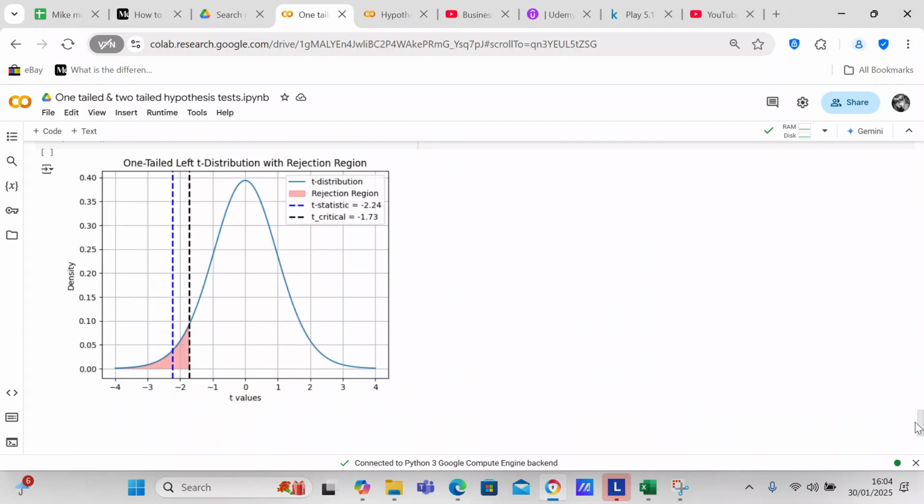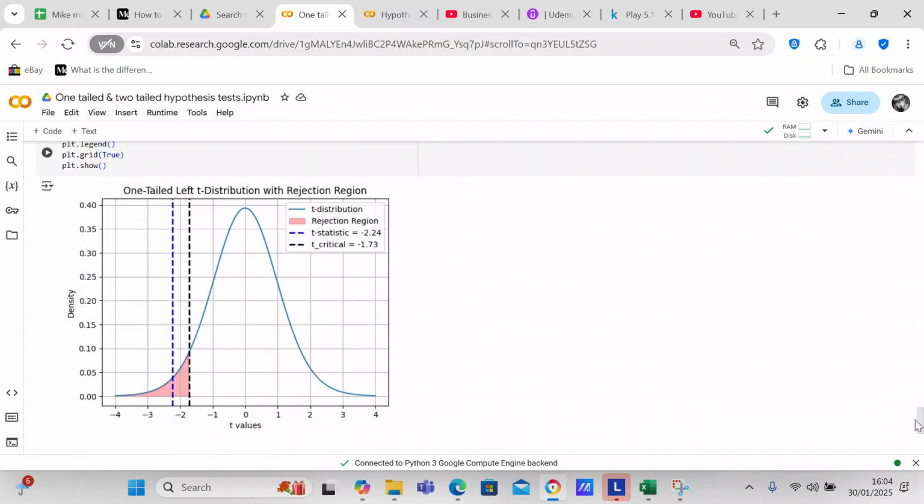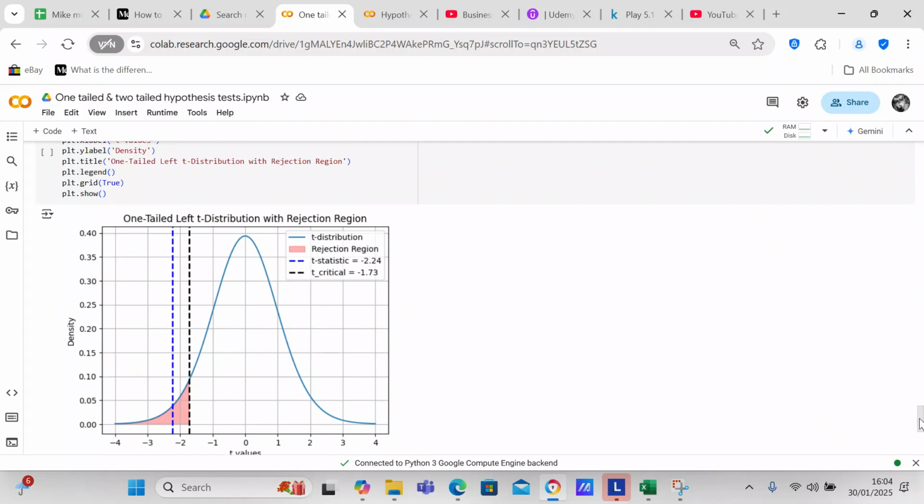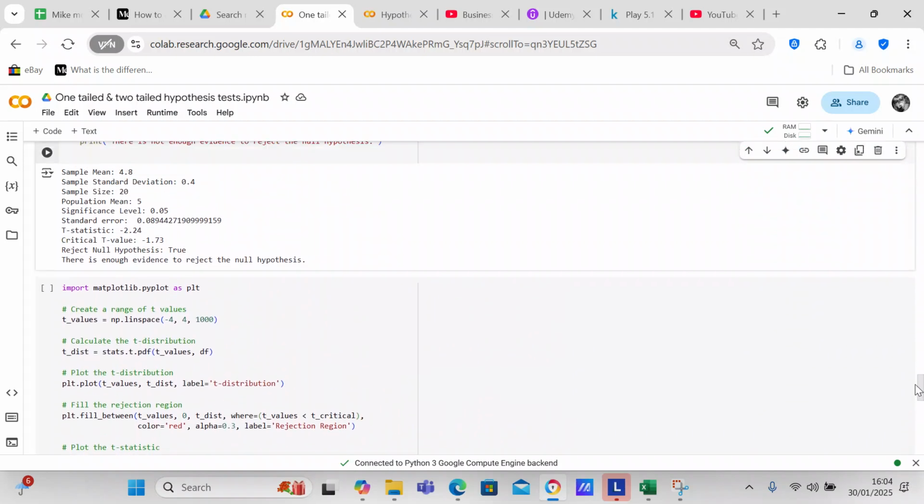So we look at the graph that I've made. You've got your t-distribution in blue. You've got your rejection region in pink. You've got your t-statistic, which is negative 2.24, and you've got your t-critical, which is negative 1.73. So since the t-statistic is less than the t-critical, that means your null hypothesis has to be rejected. You cannot accept the null hypothesis.